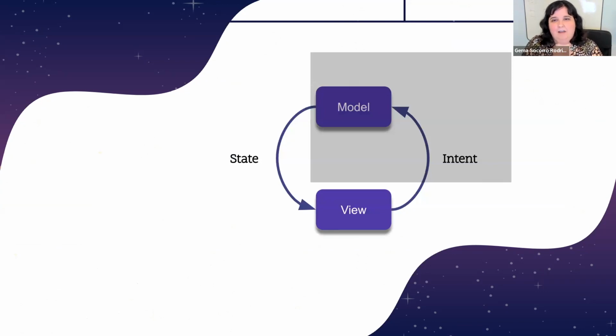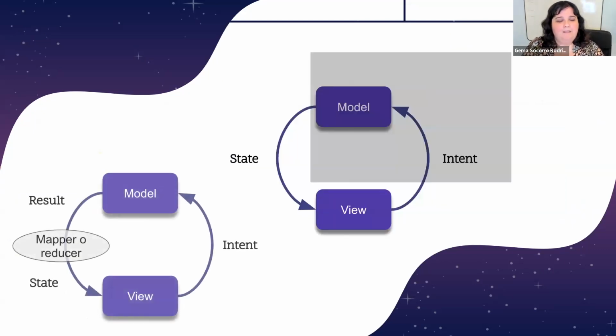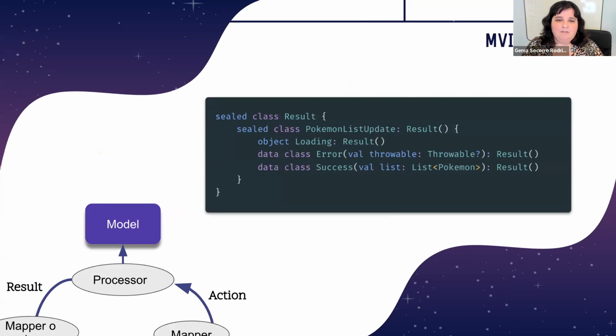And then this is the part that we have already seen. I came back. We are going to go to the other part, once we have a result from the processor. So once we have a result, our model has been modified or has been used to retrieve information. In our case, we are not modifying anything. We are just retrieving. In this case, we are going to have a result. So for example, even if we are loading the next page, or if we are searching for a Pokemon, we are going to have a Pokemon list update. Okay, we are going to use the same result.